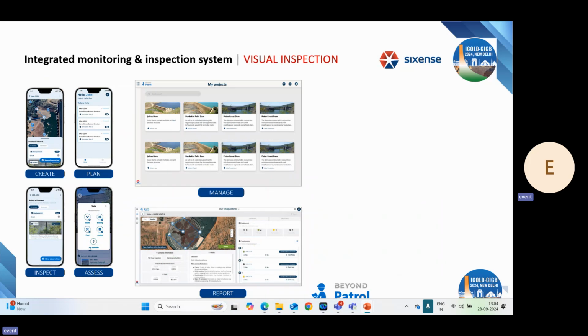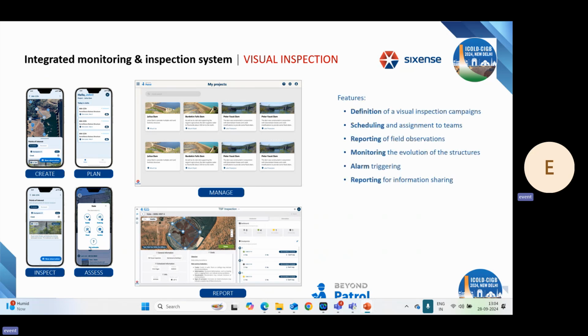So visual inspection, of course, is an important thing. And if we can integrate this with our monitoring sensor data, then it just makes that data even more powerful. So some of the features of such a platform will be that you can define your visual inspections, you can schedule them easily, you can push them out using mobile phone applications, you can push those inspections out to the relevant users. They can then report and monitor the evolution of the structures with alarm triggering and automated reporting.